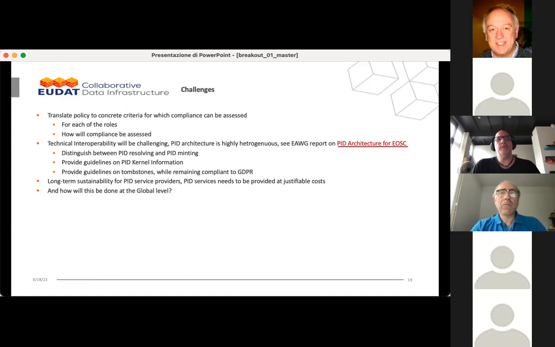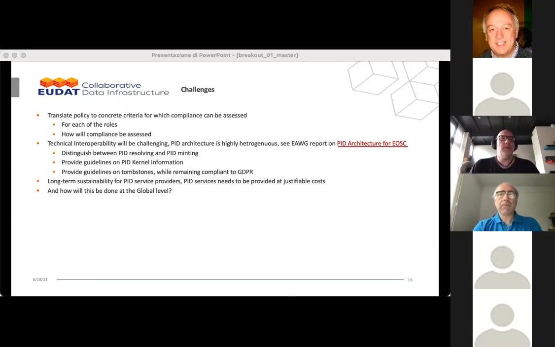I also see technical interoperability, which was already highlighted in the PID architecture document. For this, we can distinguish what it means to be technically interoperable for resolving, and also for minting, and separately provide different guidelines on what it means to implement PID kernel information, maybe also for different profiles. The same goes for tombstones. If a data object is not discoverable anymore, not available, how do you register this within a PID record?